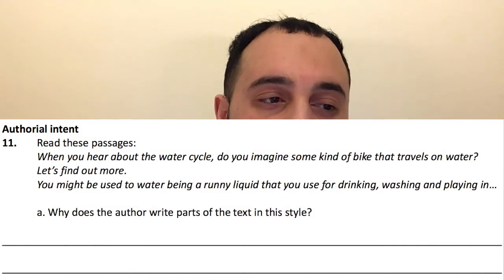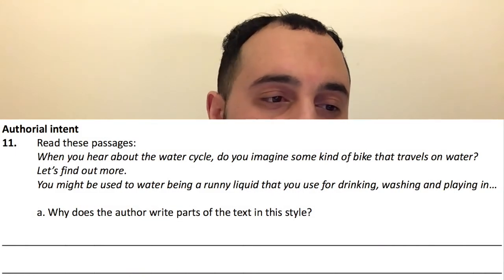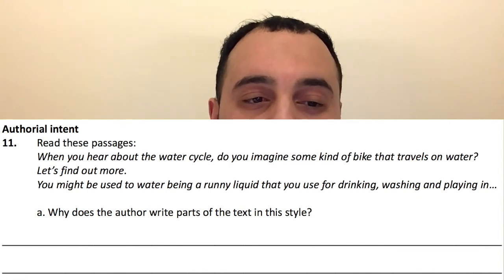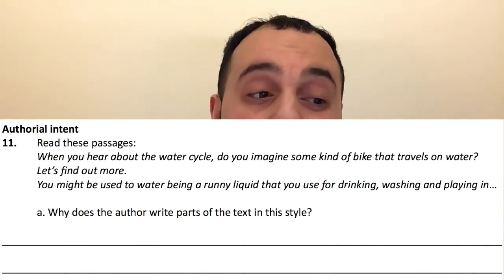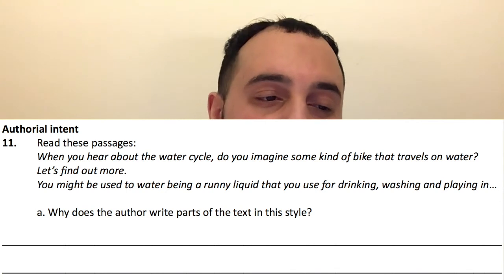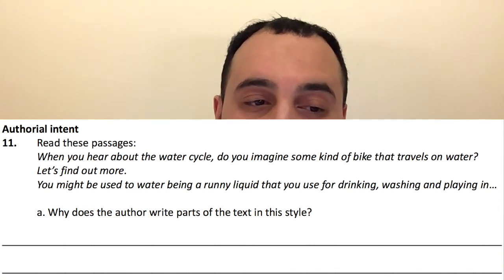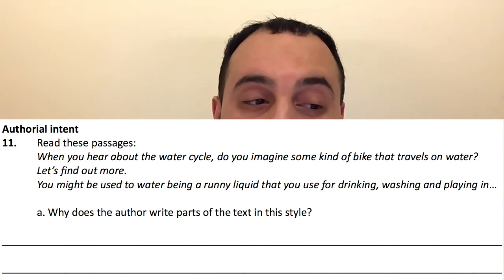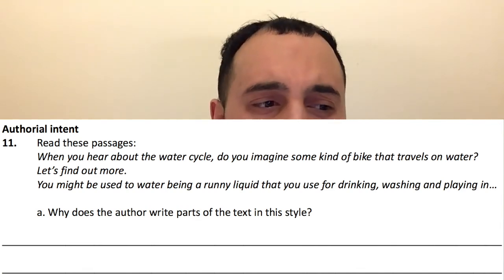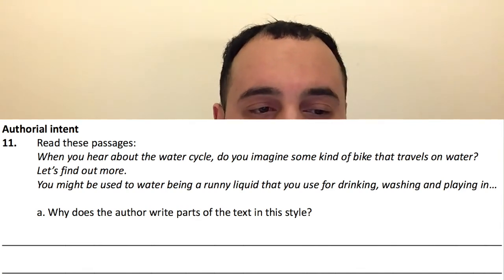Right. Question 11, authorial intent. Read these passages. When you hear about the water cycle, do you imagine some kind of bike that travels on water? Let's find out more. You might be used to water being a runny liquid that you use for drinking, washing and playing in. So A, why does the author write parts of the text in this style? And then B, find one other example of the author writing in this style and write it below.